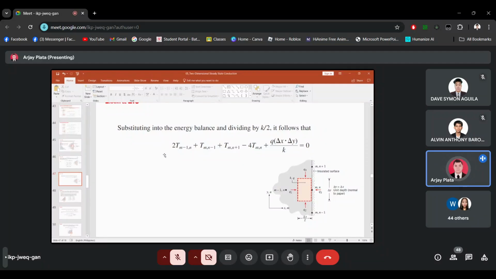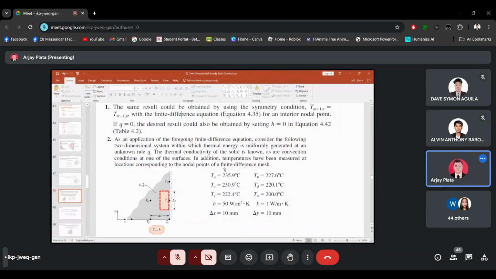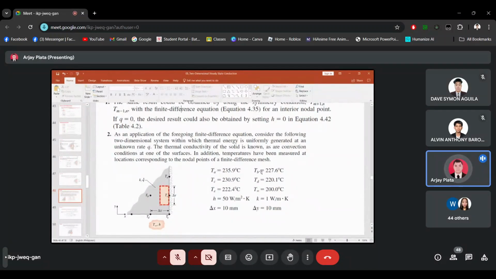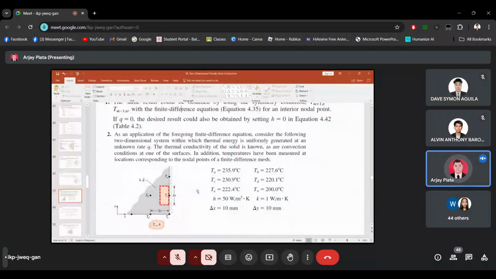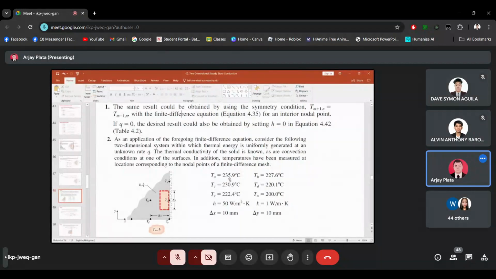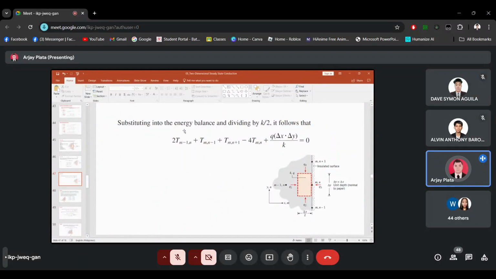It is considered as the final answer. But in case some information is provided, let's say you are given different temperatures, so let's say we have A, B, C, D, and E. We have temperatures for those, and also temperatures for the fluid. So what you will do is just substitute these temperatures into the equation.